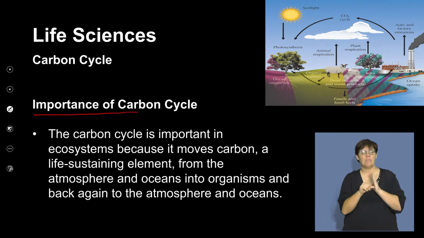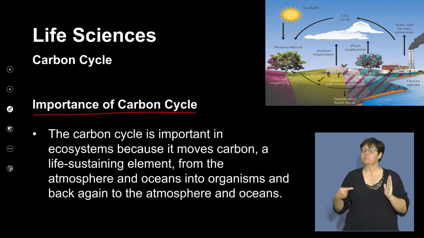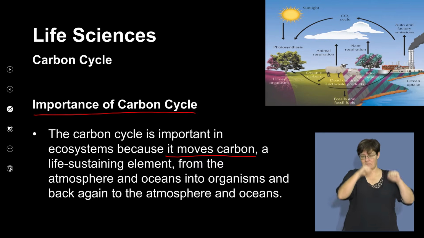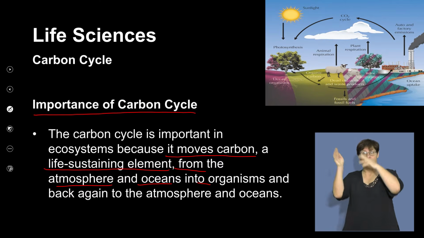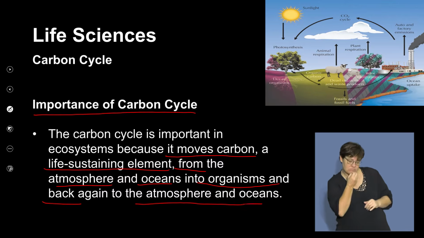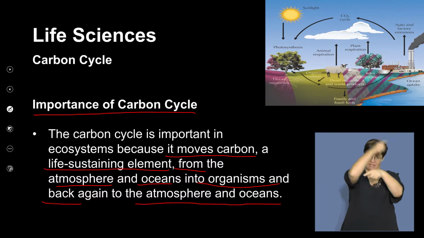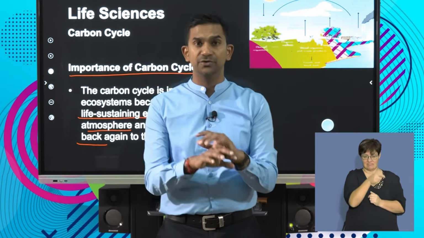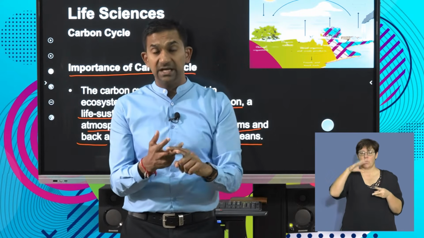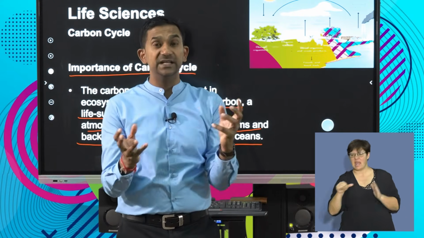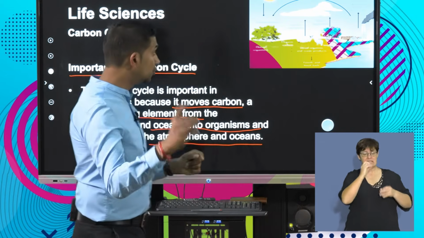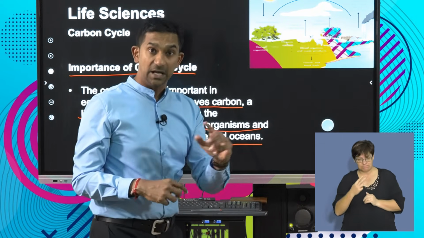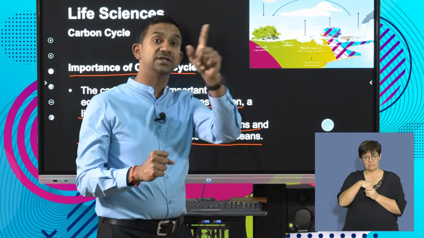What is the importance of the carbon cycle? The carbon cycle is important in ecosystems because it moves carbon, a life-sustaining element, from the atmosphere and oceans into organisms and back again into the atmosphere and oceans. So again, guys, organic compounds contain carbon. Carbon is an important component of proteins, amino acids, DNA, RNA, and these are essential for every living organism. So both photosynthesis and cellular respiration are crucial to recycling the carbon into living organisms, and back into the atmosphere.